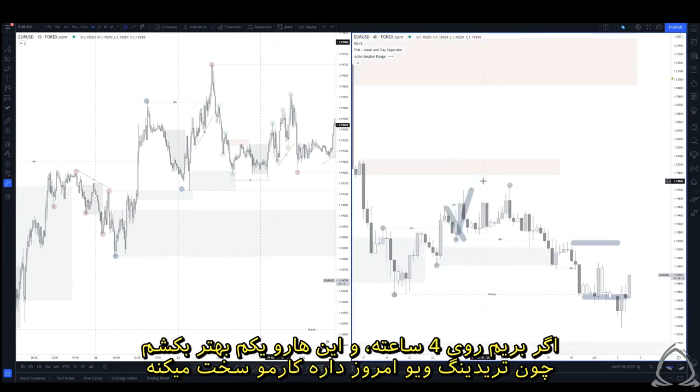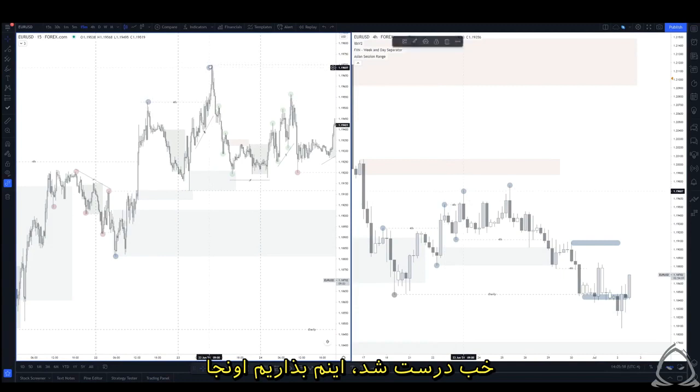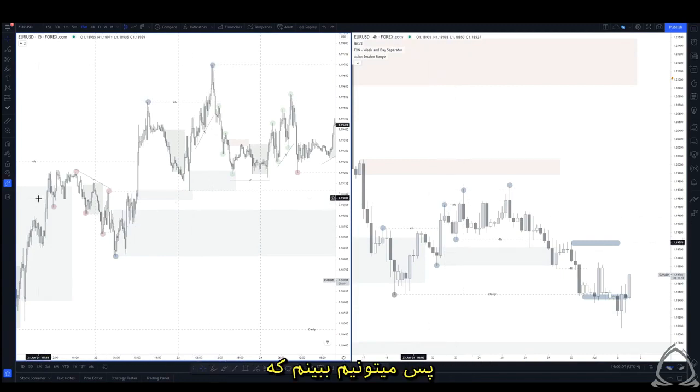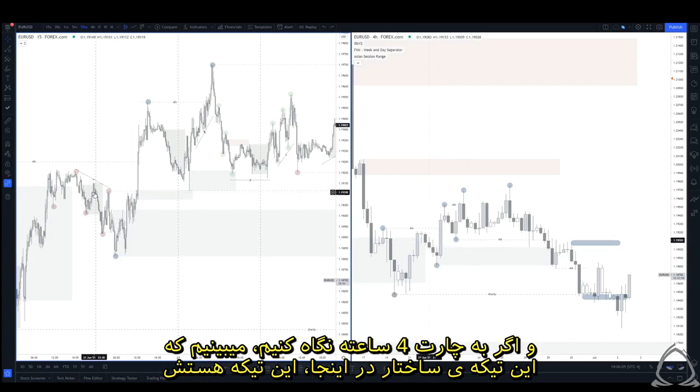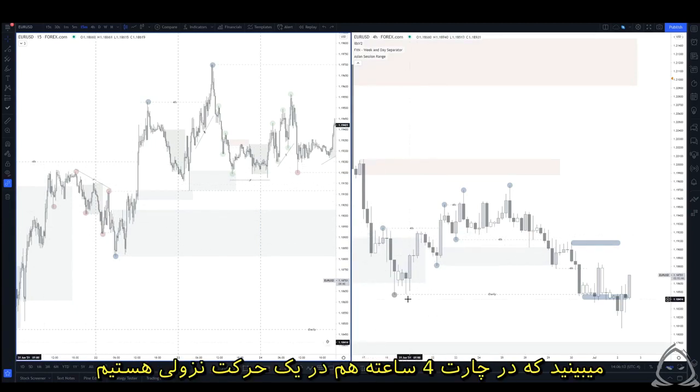If I switch to the 4 hour, and maybe draw these on a little bit better because TradingView is giving me a hard time today. There we go. I can get rid of that. That there. Perfect. So what we can see is price again is making lower lows and lower highs. And if we're looking at this on the 4 hour chart, we can see that this bit of structure here is this bit right here. And as we can see right now on the 4 hour chart, we are also in a bearish move.